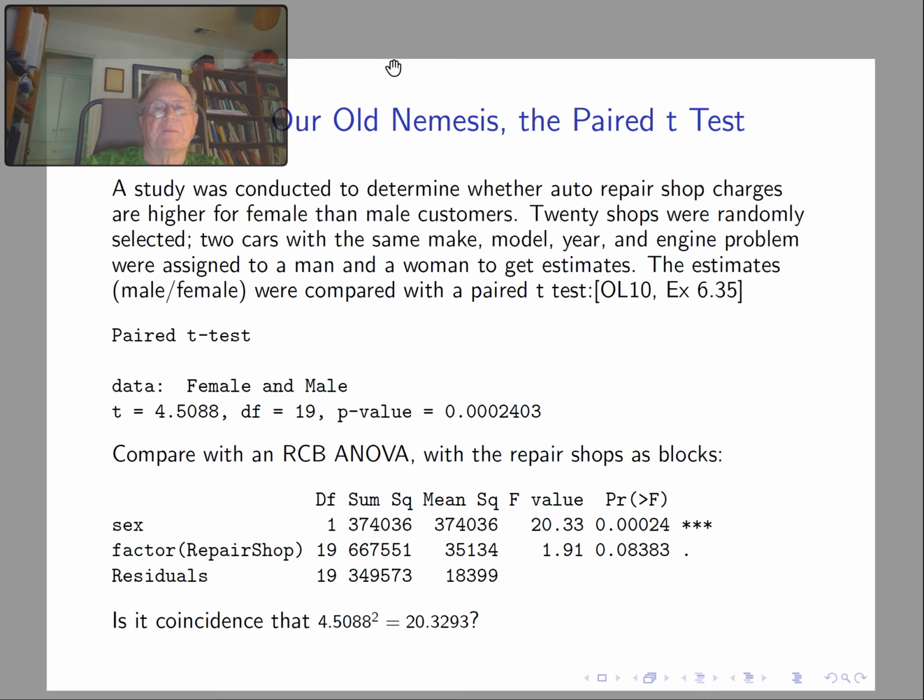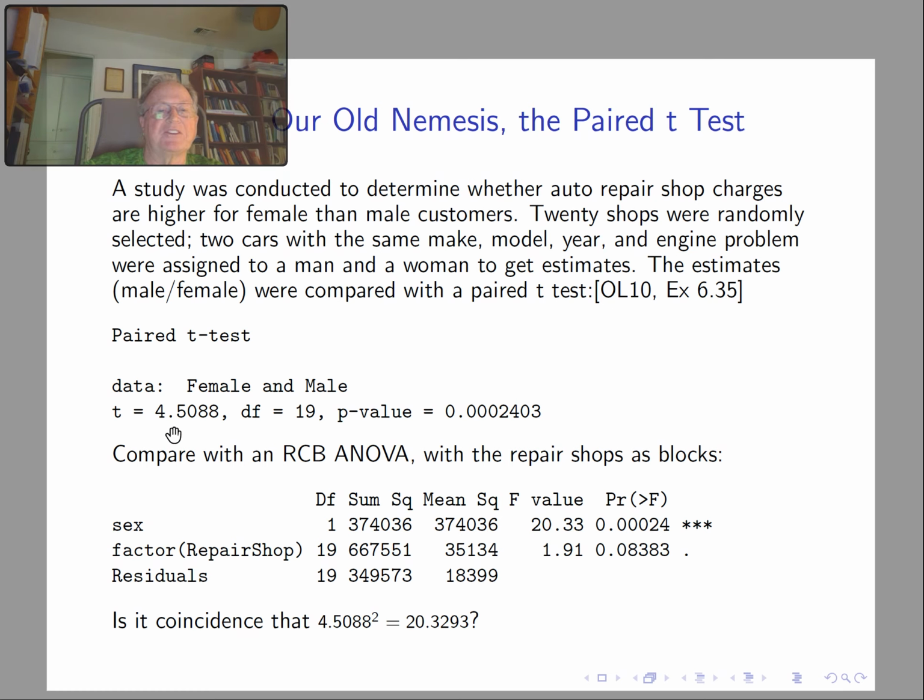Now, we've used blocking in the past and not known about it when we used the paired t-test. So here's an example. We did a study to determine whether auto repair shops charge women more than they charge men. 20 shops were selected at random. 2 cars with the same make, model, year and engine problem were assigned to a man and a woman respectively to get estimates. The estimates were compared with a paired t-test. So we paired them by shop.